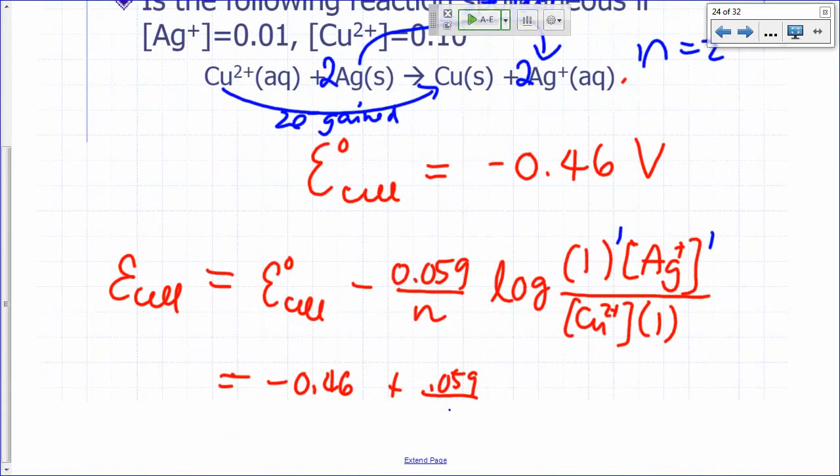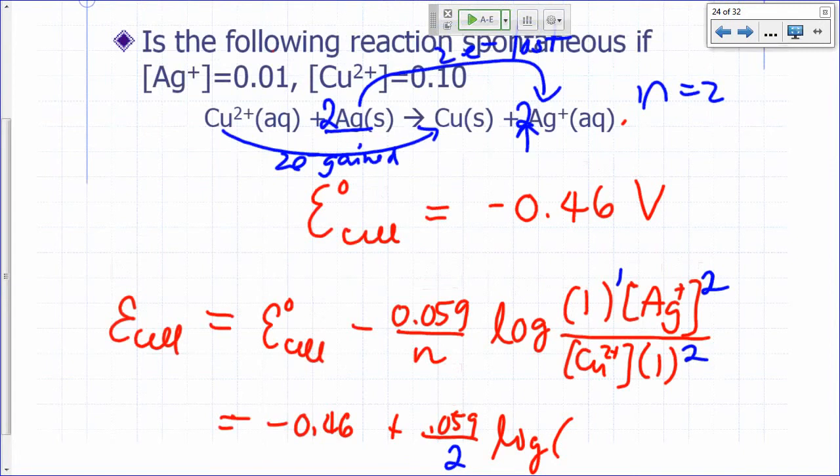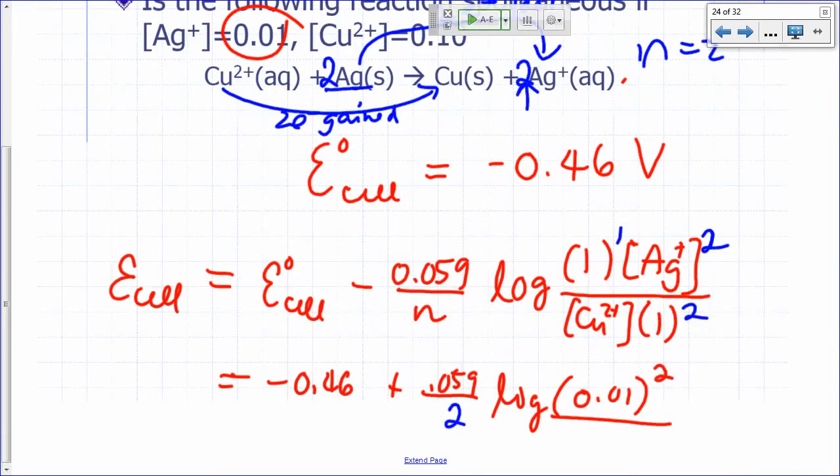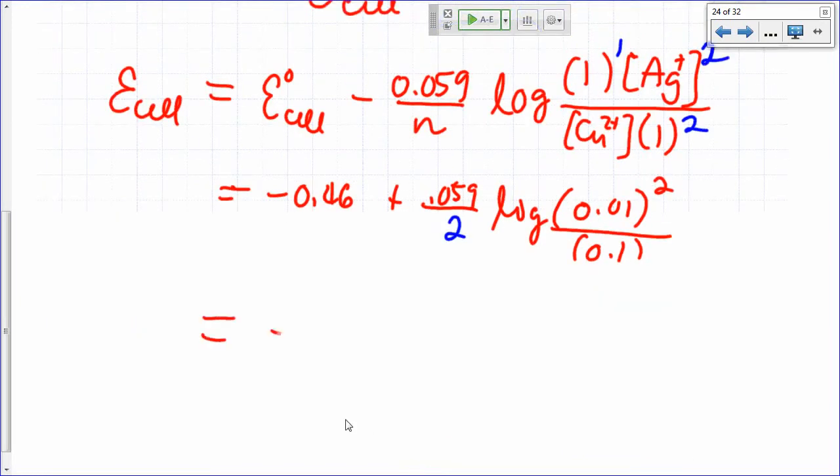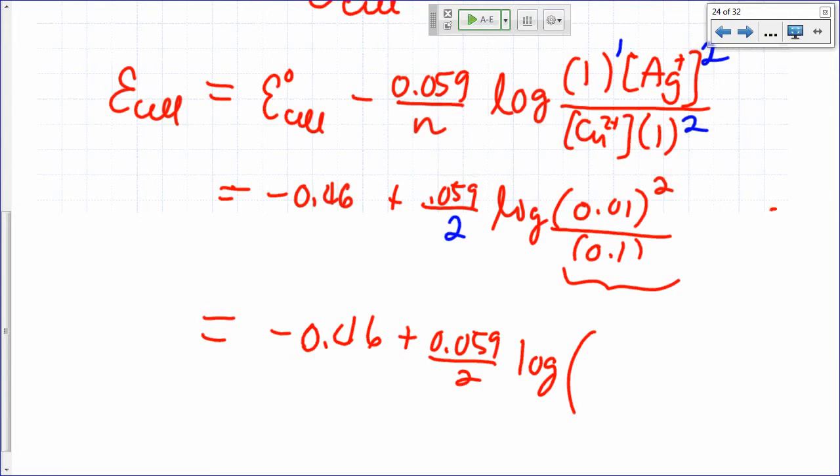So if n equals 2, I divide that by 2, and then take the log of, what's your silver concentration? That makes a big difference now. There's a 2 there, so that should be squared. And your silver right here should be squared, but 1 squared is the same thing. So log, what's the silver concentration? 0.01. So that's 0.01 squared, divided by the copper concentration, which is 0.1. So our cell potential is negative 0.46 volts plus 0.059 divided by 2 times the log of, what would this be? That's 10 to the negative 4 over 10 to the negative 1. So that's 10 to the negative 3.